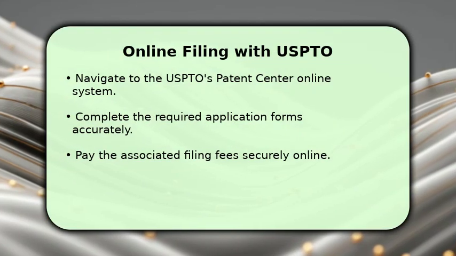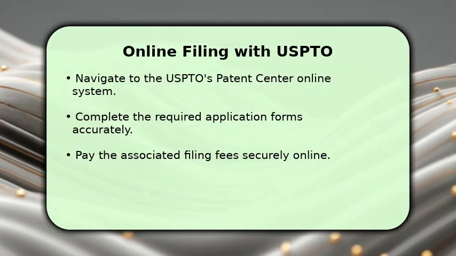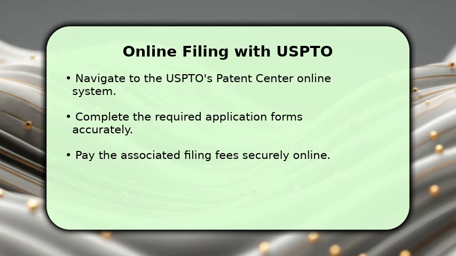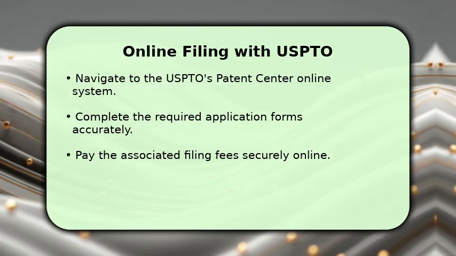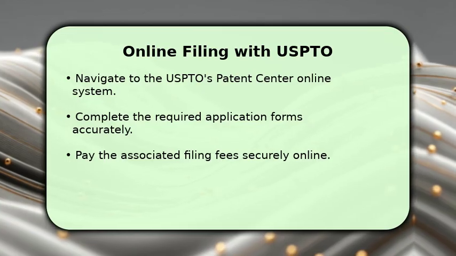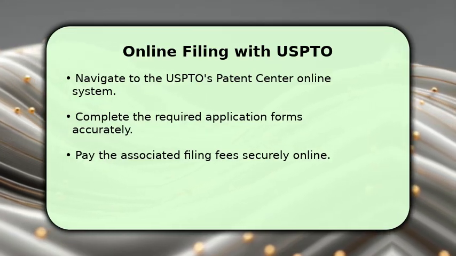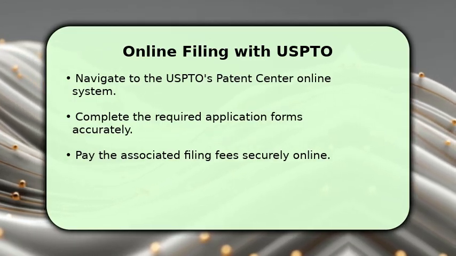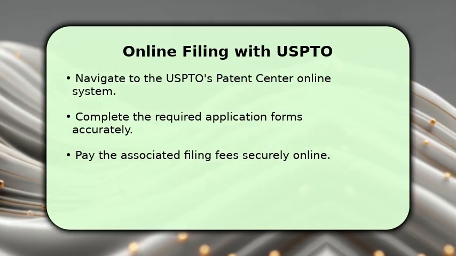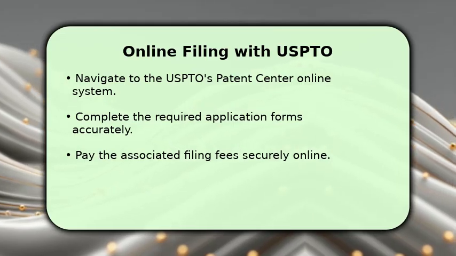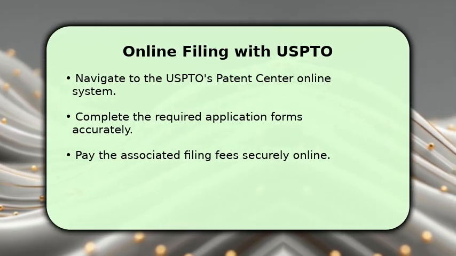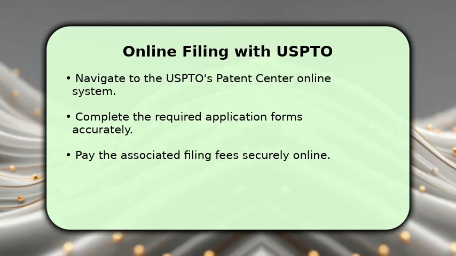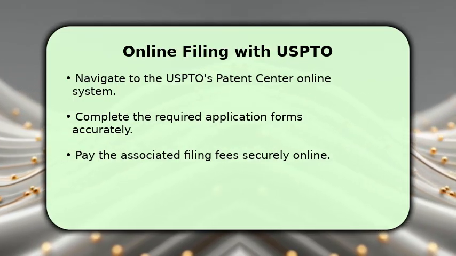The next step is filing online through the USPTO Patent Center. You'll need to create or log into your USPTO account. Upload your prepared documents, typically in PDF format, and accurately complete all required forms. Be sure to pay the associated filing fees, which can vary. For example, microentities often pay a lower fee. Once submitted, you will receive an electronic receipt confirming your filing date.